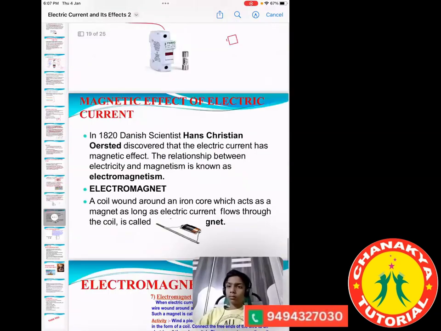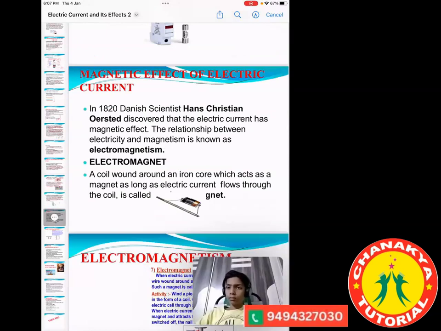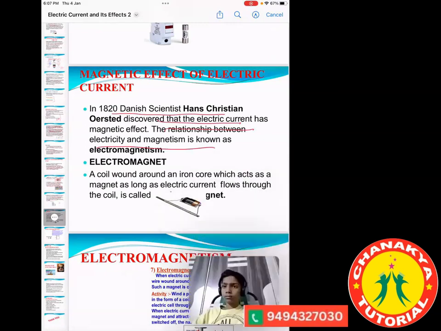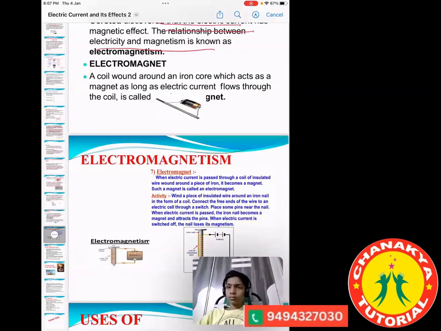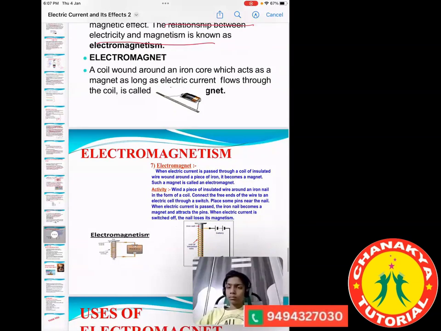So this was the heating effect. Now the next one is the magnetic effect. Basically, it works on the basis of the electromagnet. In 1820, Danish scientist Hans Christian Ørsted discovered that electric current has a magnetic effect. The relationship between electricity and the magnet is known as electromagnetism. So what we should do is take a wire coiled around a nail, and when we connect both ends of the wire to a cell, the current starts flowing and it starts acting as a magnet.